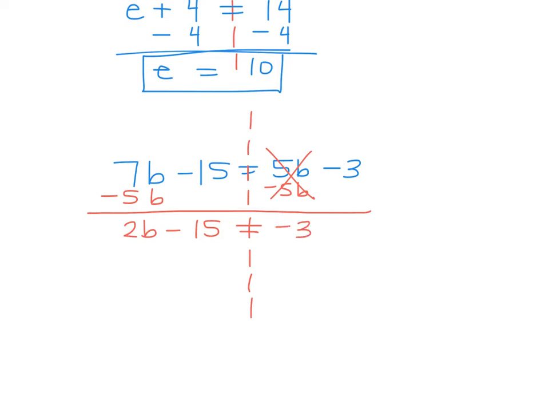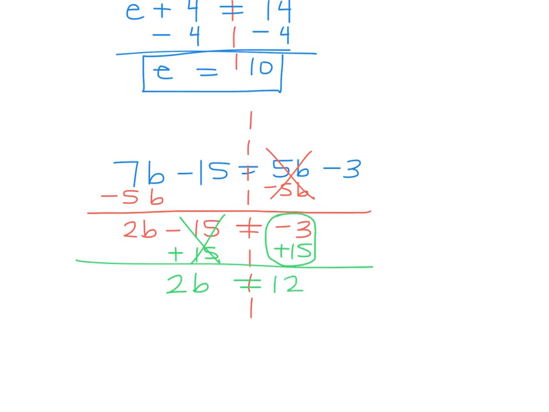Okay, now it's just a two-step equation. So you're going to do plus 15 here and plus 15 here. And be careful, it's a negative 3 plus 15. So this goes away. You end up with 2b equals negative 3 plus 15 is 12. And now from here, you can just divide by 2, and you end up with b equals 6. Okay, last one.